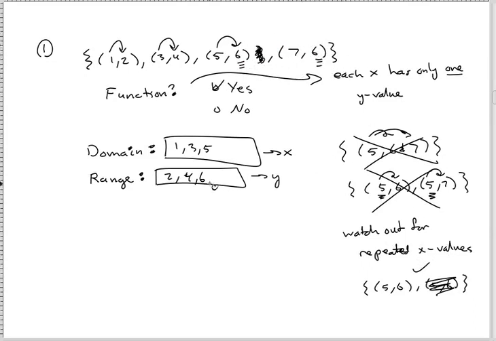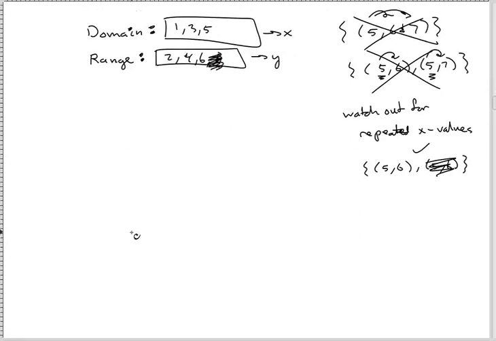But would I put 6 again? I don't think so. Don't do that in the program for your homework. Just put a single instance of each of those y values. Okay? Cool. Next problem.